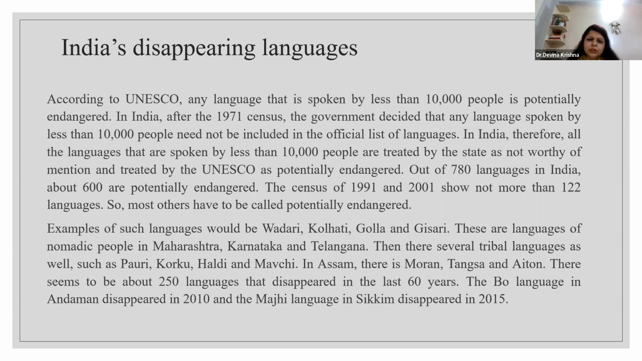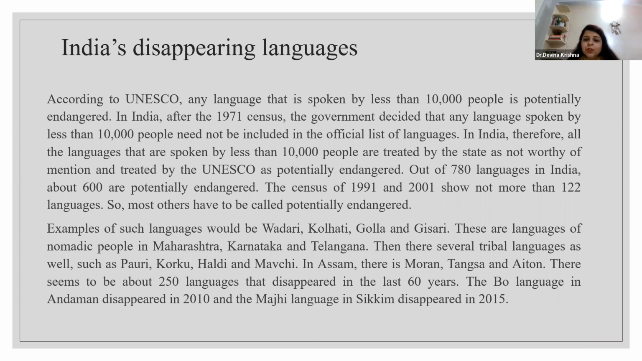Languages disappear due to various reasons. Maybe the speakers don't speak the language, and there are some other reasons also why languages disappear. I've also mentioned that the Bo language in Andaman disappeared in 2010, and the Majhi language in Sikkim disappeared in 2015.